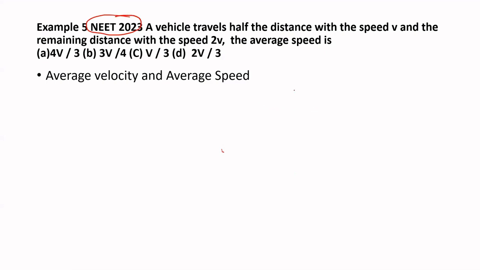A vehicle travels half the distance with the speed of v. Half the distance, it says. The distance itself is not given. And the remaining distance with the speed 2v, it says.